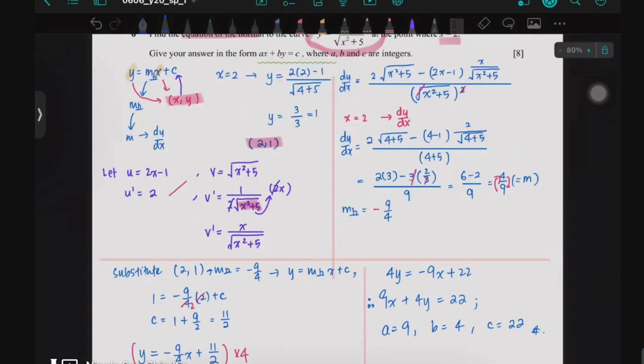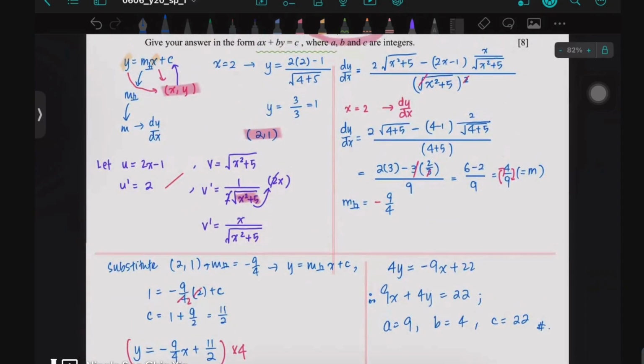Same thing, I will give you about 2 minutes to copy and ask questions. This kind of question potentially will come out in paper 1 because you don't need a calculator, you can work on everything by hand.